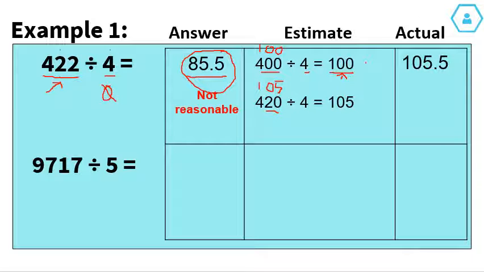Now you can see here that 105 is a lot closer to the actual answer. The estimated answer of 105 is closer to the actual answer than the other estimate up here, and that's because I've rounded it to the tens place, so it's going to be more accurate. But both of them are absolutely fine. So whichever you prefer to do, it's completely up to you.